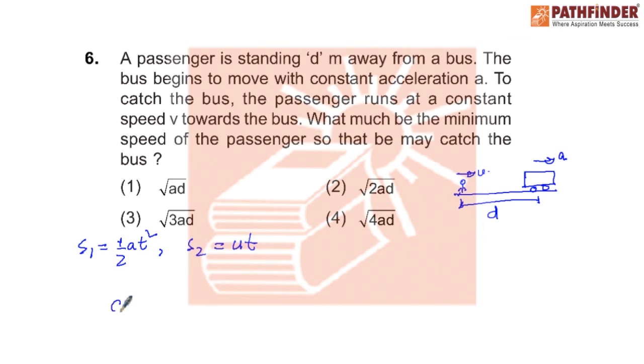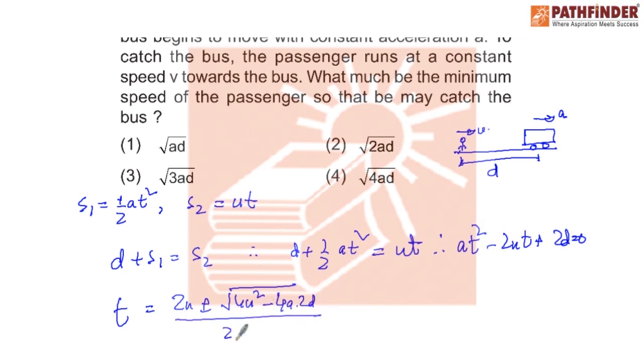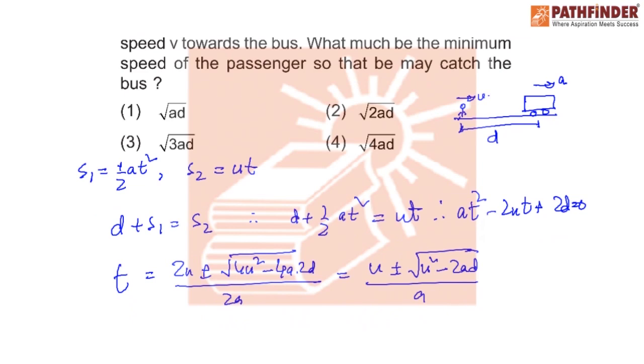Now the passenger will catch the bus if d plus s1 is equal to s2. So it is d plus half at square equal to ut. If I make a quadratic equation from here, which is at square minus 2ut plus 2d equal to 0, and then apply the Sridharacharya formula to find t, we have t equal to 2u plus minus root over 4u square minus 4a into 2d, divided by 2a. That gives u plus minus root over u square minus 2ad, divided by a. It is very logical that the passenger will catch the bus only if t is real. So the discriminant u square should be greater than or equal to 2ad. So u should be greater than or equal to root over 2ad. That is the condition for the man to catch the bus.